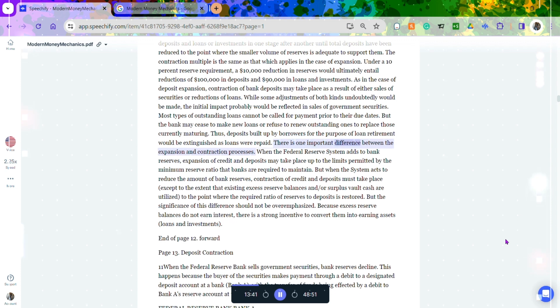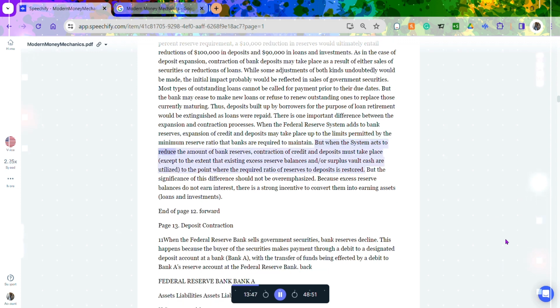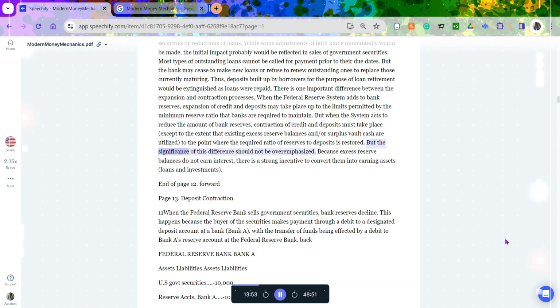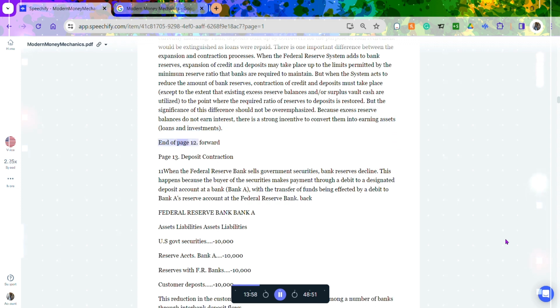There is one important difference between the expansion and contraction processes. When the Federal Reserve System adds to bank reserves, expansion of credit and deposits may take place up to the limits permitted by the minimum reserve ratio that banks are required to maintain. But when the system acts to reduce the amount of bank reserves, contraction of credit and deposits must take place, except to the extent that existing excess reserve balances and/or surplus vault cash are utilized, to the point where the required ratio of reserves to deposits is restored. But the significance of this difference should not be overemphasized. Because excess reserve balances do not earn interest, there is a strong incentive to convert them into earning assets, loans and investments. End of page 12.